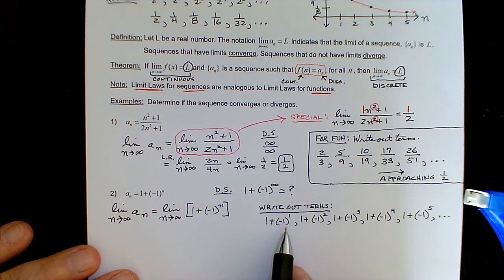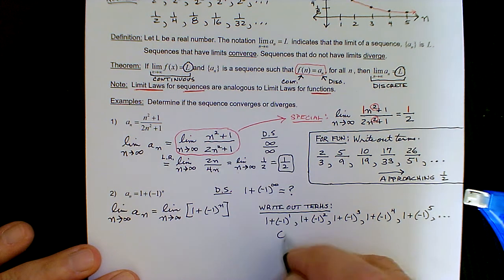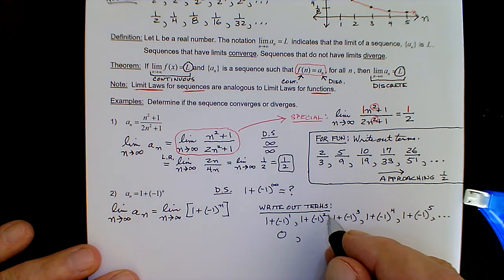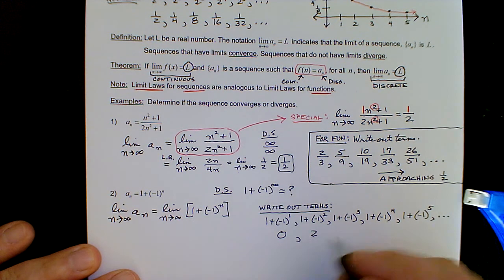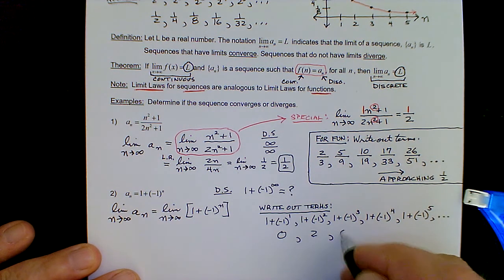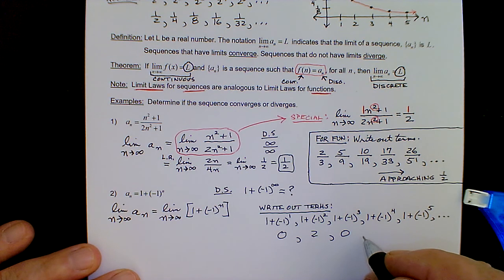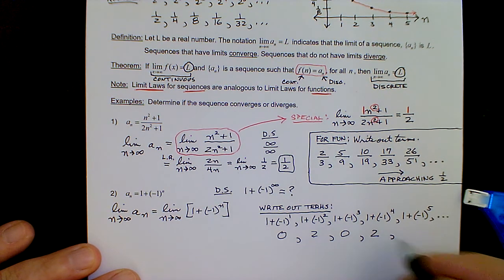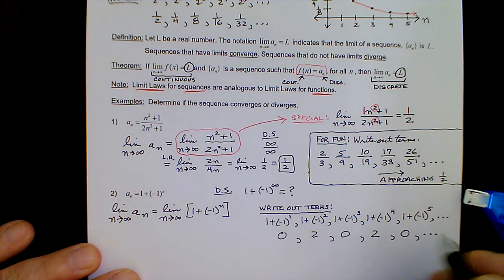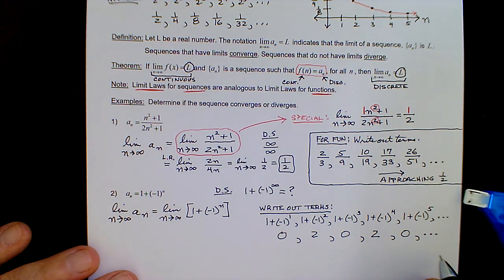Okay, and then let's see. If the power is odd, it's negative 1, so 1 plus negative 1 is 0. If the power is even, it's positive 1, so negative 1 squared is 1, plus 1 is 2. Negative 1 cubed plus 1 is 0. Negative 1 to the 4th plus 1 is 2. Negative 1 to the 5th plus 1 is 0. And basically this is just a pattern of 0s and 2s, right? It's bouncing back and forth.